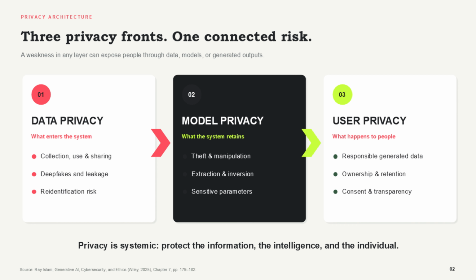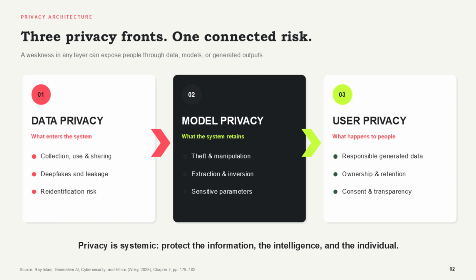Chapter 7 breaks the privacy challenge into 3 fronts, and the key is that they are connected. First, data privacy asks what information enters the system, how it is collected, how it is shared, and whether it can be linked back to a person. This is where deepfakes, leakage, and re-identification appear.